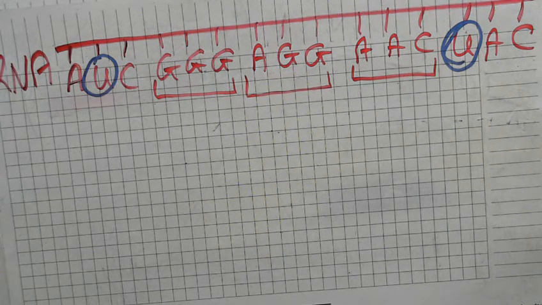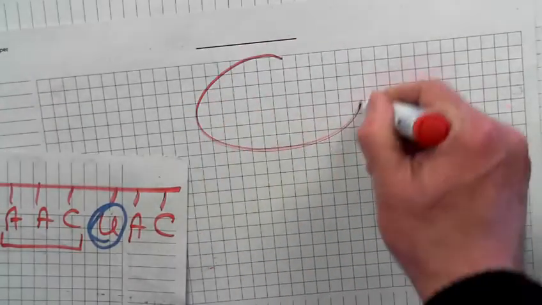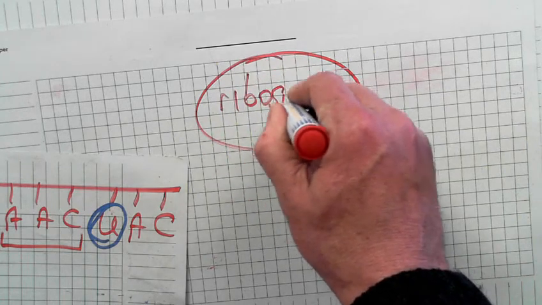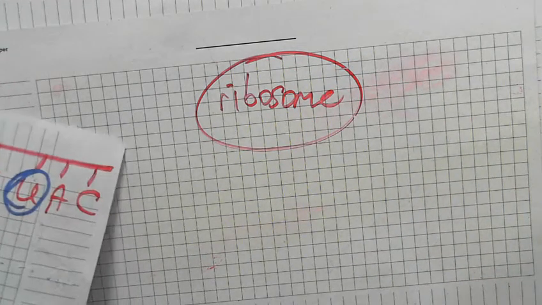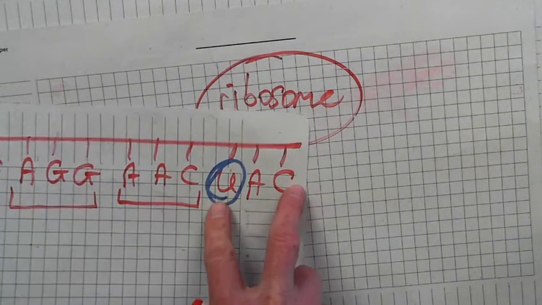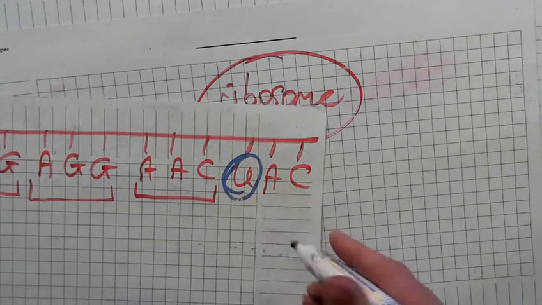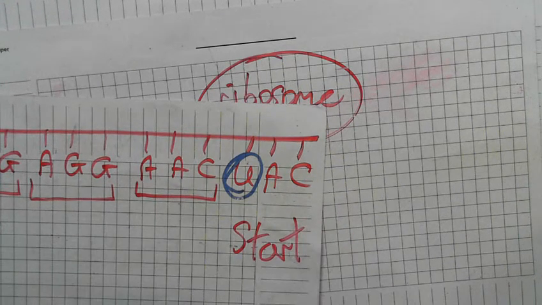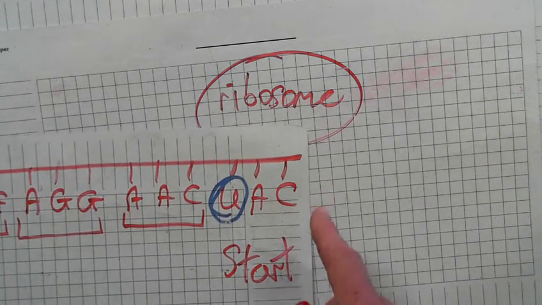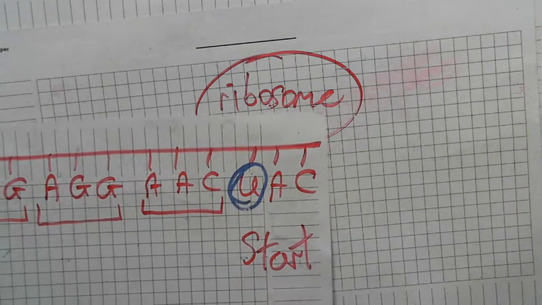So it's transcription. Right, the next step is translation. So this goes out into the cytoplasm and you have a big ribosome sitting here. The messenger RNA enters the ribosome and it reads the first triplet. And what does this triplet stand for? Start. So the ribosome knows now to start assembling protein.